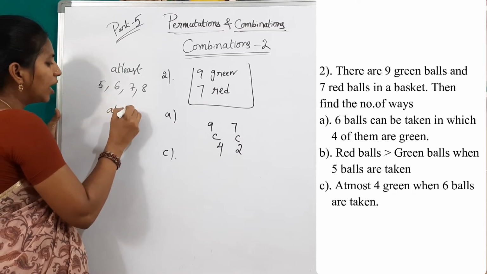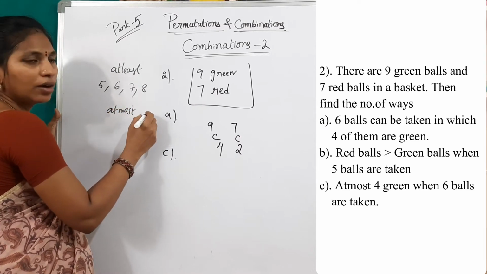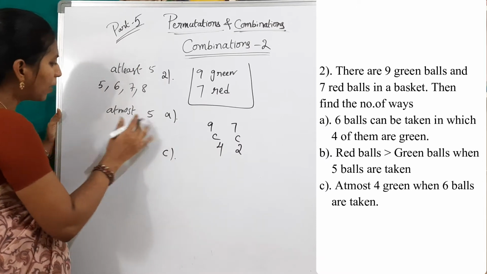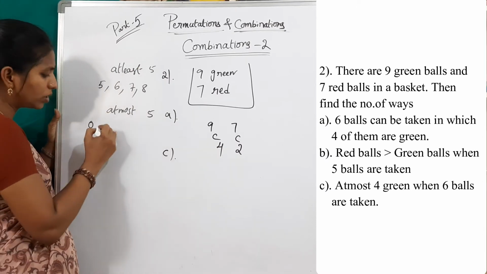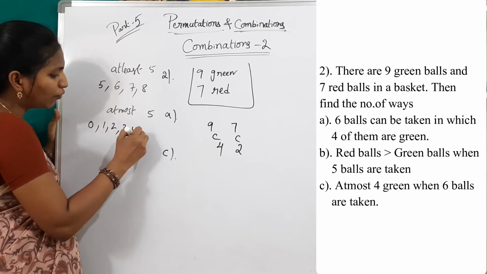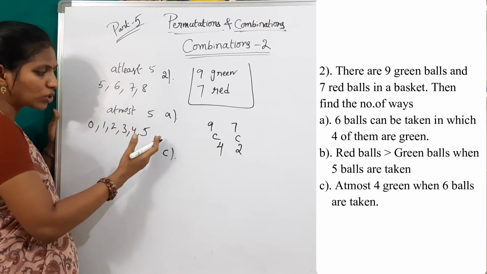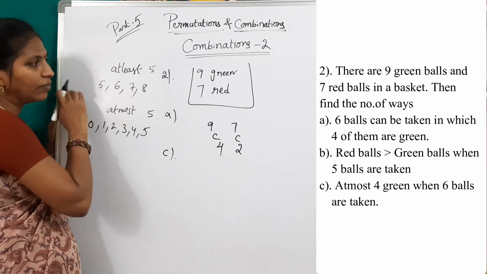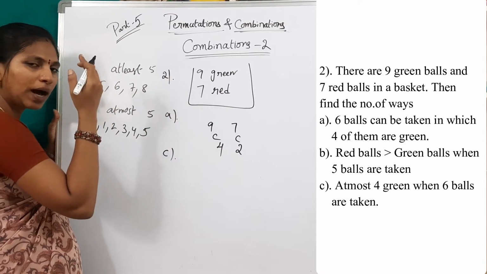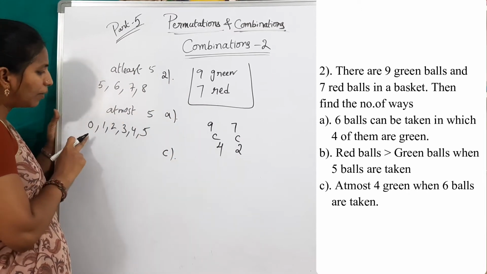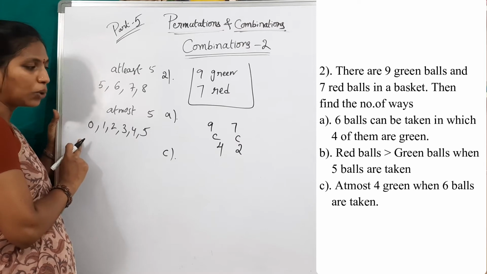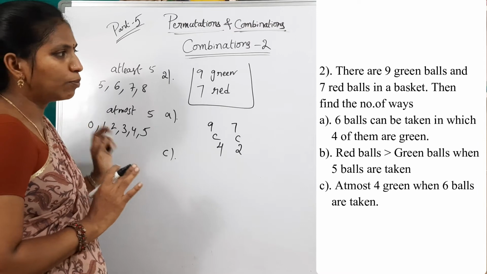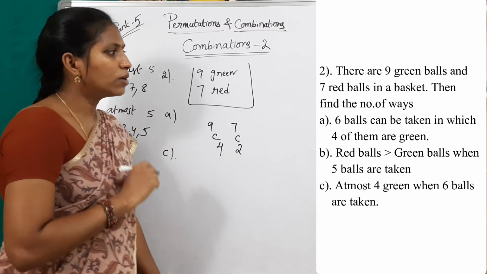At most: suppose at most 5. At most 5 means it starts from 0: 0, 1, 2, 3, 4 and 5. At most, the topmost one is 5. Here at least means the least is 5, up to the highest number. At most means from 0 to that particular number. That is the difference between at least and at most. I hope you understand. Now see the question.